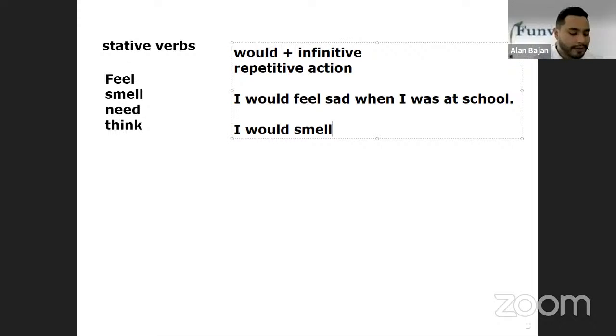I would smell. Let's change the subject. The city would smell like paradise.